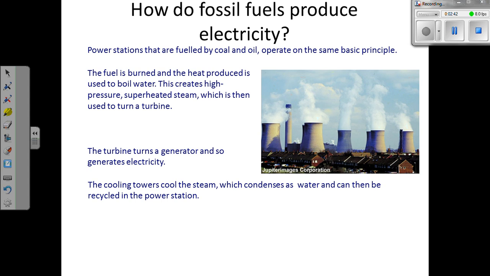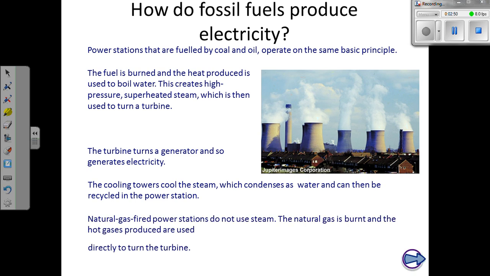The cooling towers cool the steam, which condenses as water and can then be recycled in the power station. Natural gas-fired power stations do not use steam. Natural gas is burnt, and this produces hot gases which are directly used to turn the turbine.